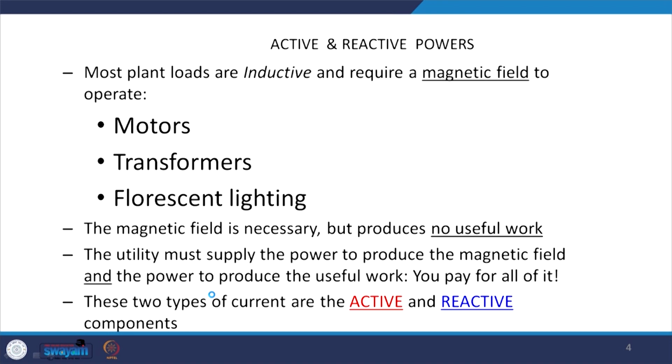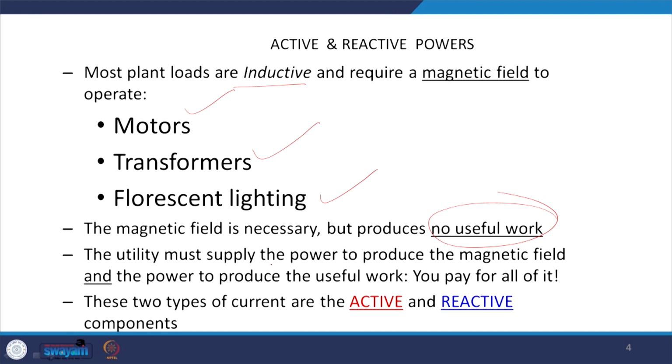Most of the plant loads are inductive. So, we have predominantly induction machines, which require a magnetic field to operate. These are motors, transformers and fluorescent lighting. The magnetic field is necessary, but produces no useful work. So, that is the magnetic part of the current.